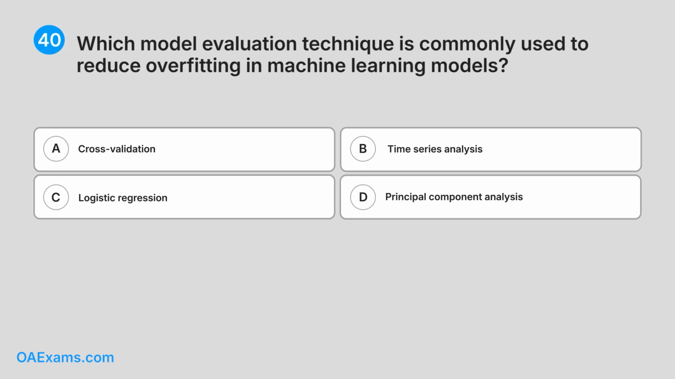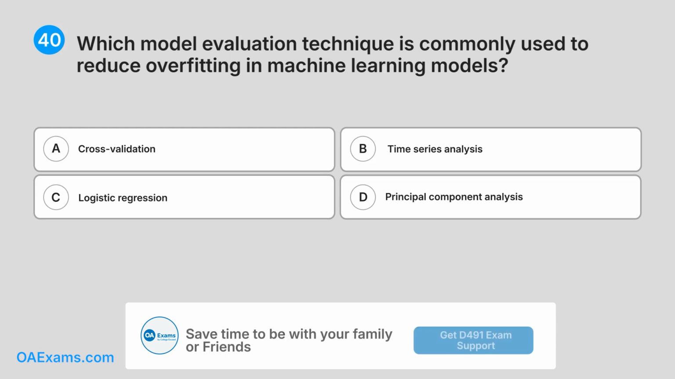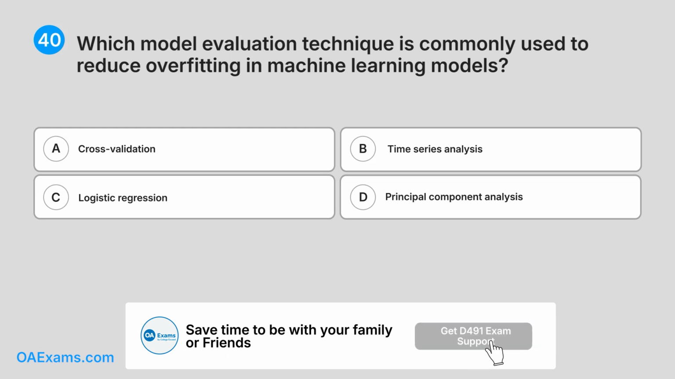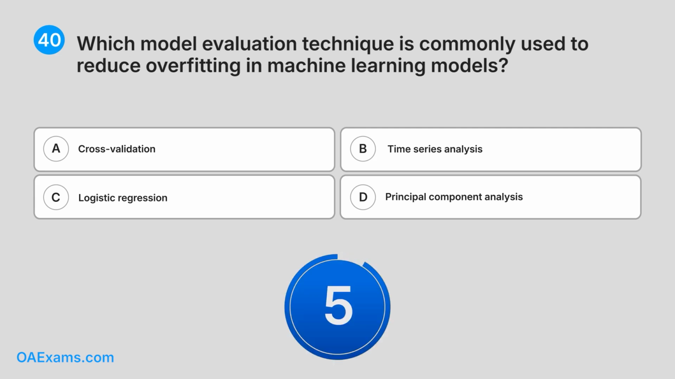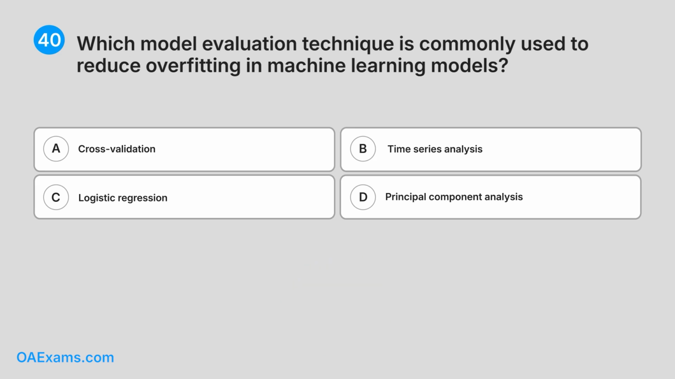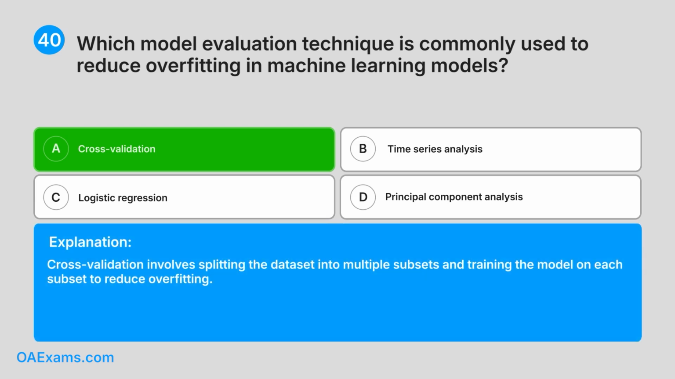40. Which model evaluation technique is commonly used to reduce overfitting in machine learning models? A. Cross-validation. B. Time series analysis. C. Logistic regression. D. Principal component analysis. Can you guess the answer? Correct answer, A. Cross-validation. Explanation. Cross-validation involves splitting the dataset into multiple subsets and training the model on each subset to reduce overfitting.